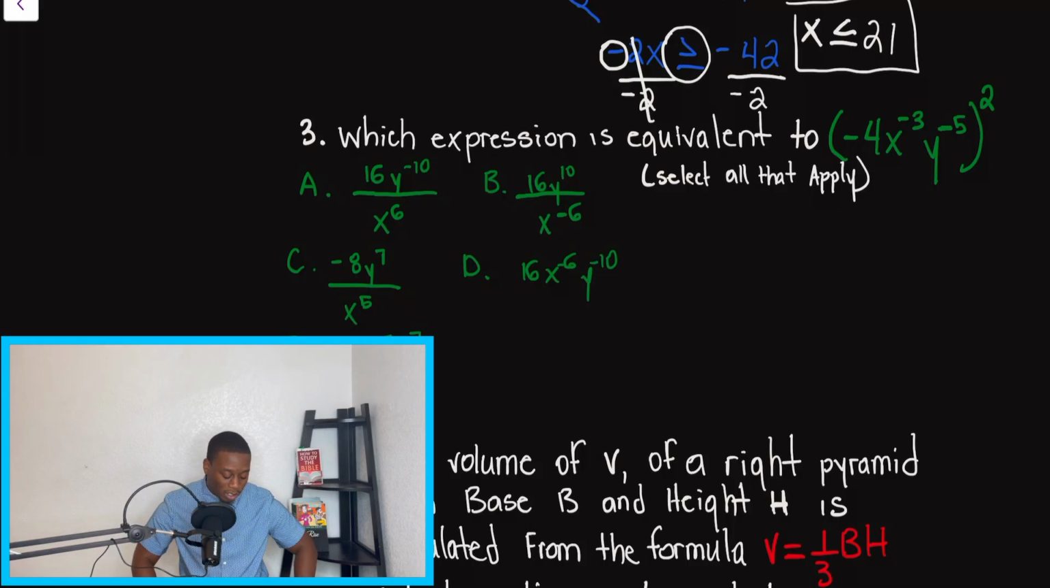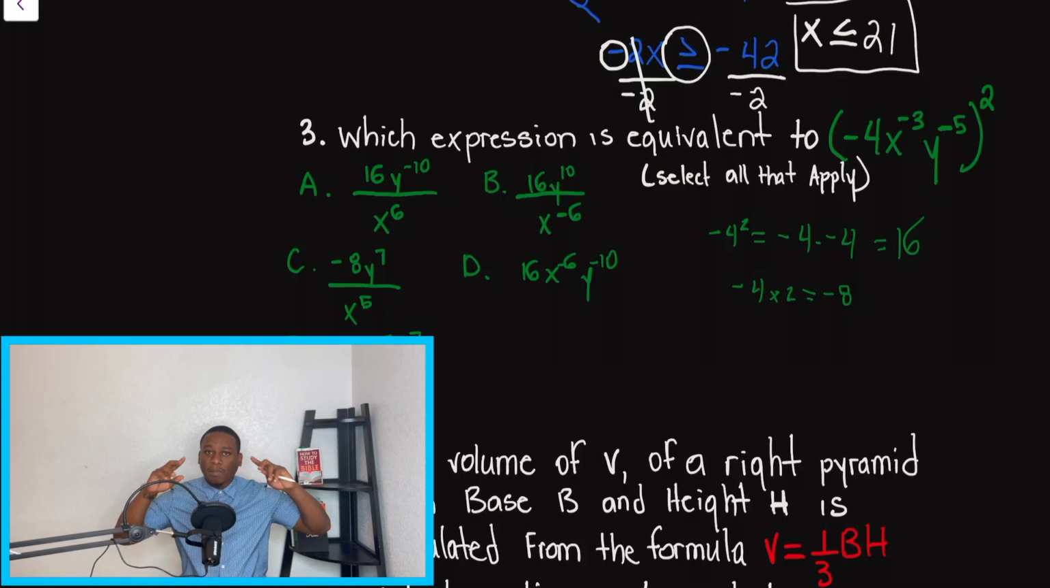So the first thing we need to know, we have negative 4x to the negative third power, y to the negative fifth, and they ask us to square that. So everybody knows that negative 4 to the second power is equal to negative 4 times negative 4, which is positive 16. A lot of students are going to think it's negative 4 times 2, which gives us negative 8. Please just make sure that you remember that very important tip.